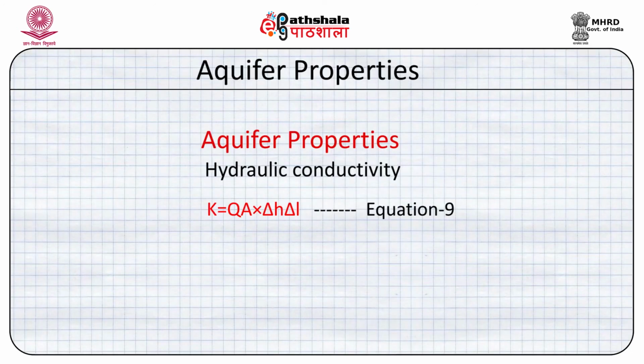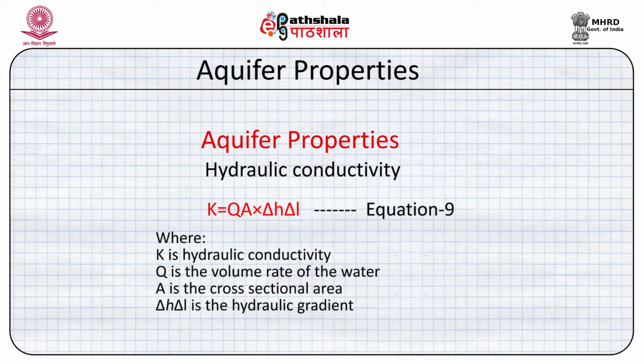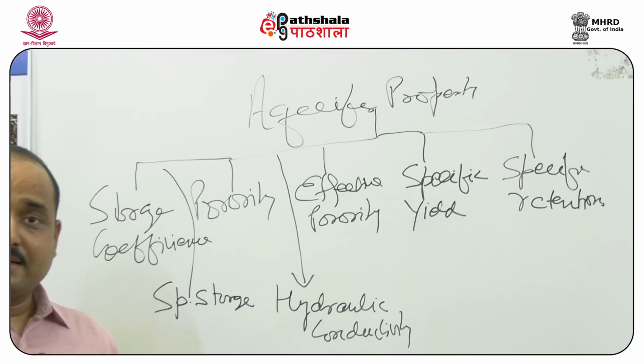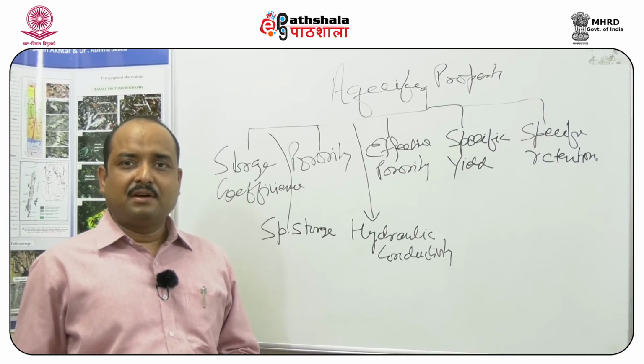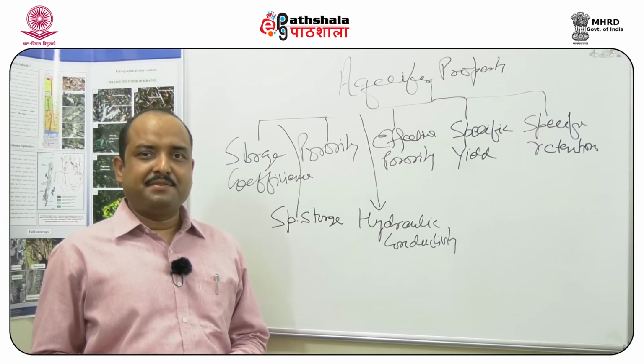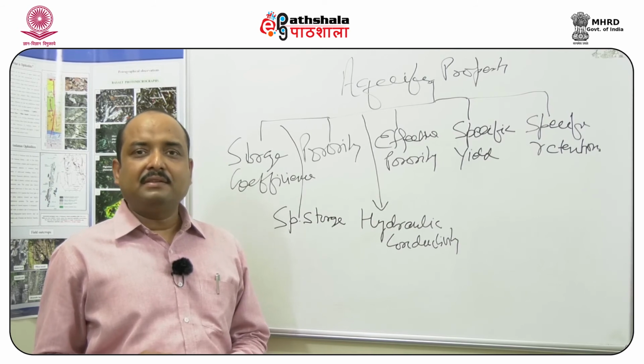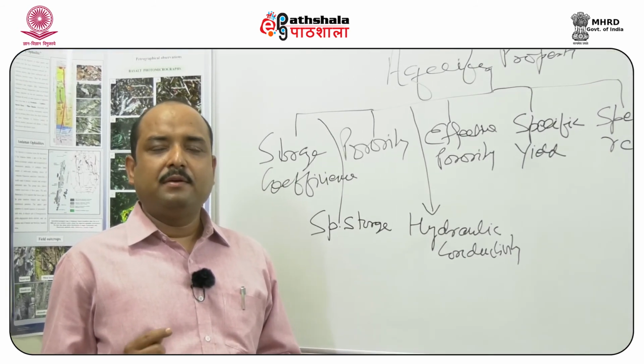If you have a look at equation 9, it elucidates the concept of hydraulic conductivity. K on the left is hydraulic conductivity. On the right, Q in the numerator is the volume rate of water. A in the denominator is the cross-sectional area which is at a right angle to the direction of groundwater flow. Delta H upon delta L is the hydraulic gradient. Now this hydraulic conductivity has dimension of L T minus 1, that is meter per day. It is a function of media and fluid both.